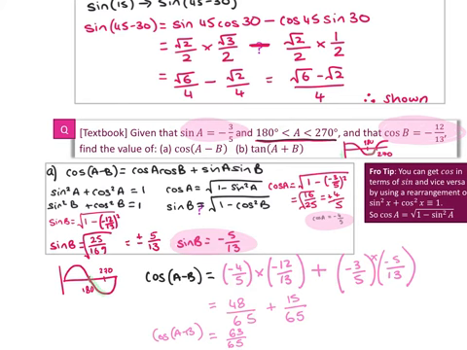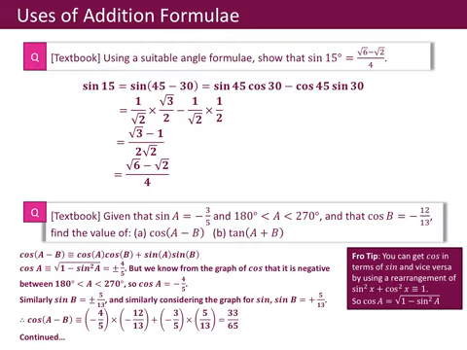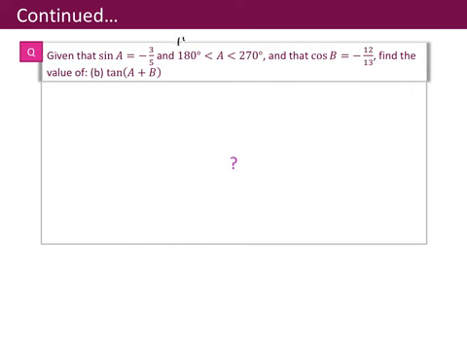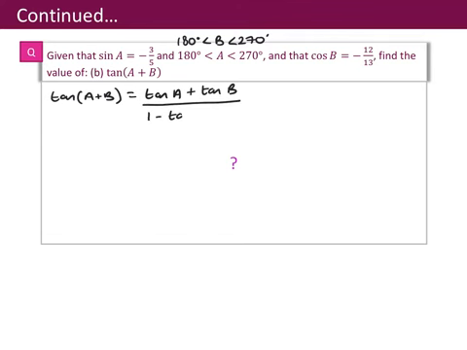So for part B, we're going to stick with the same interval again, that 180 degrees is less than B, which is less than 270 degrees. So using that same interval, we already figured out what the missing values were, so sine B and cos A. We always need to write down that tan of A plus B, and using our formula, that's equal to tan of A plus tan of B, all over 1 minus tan A tan B.